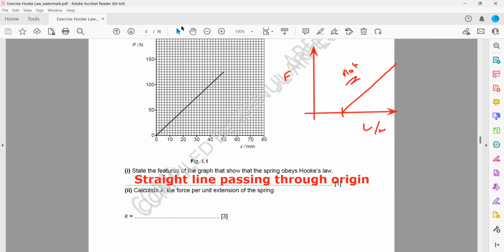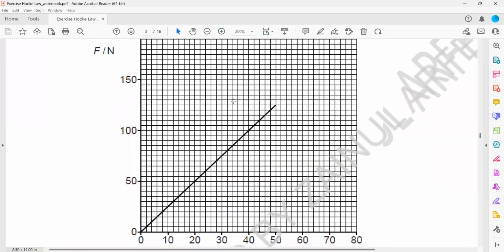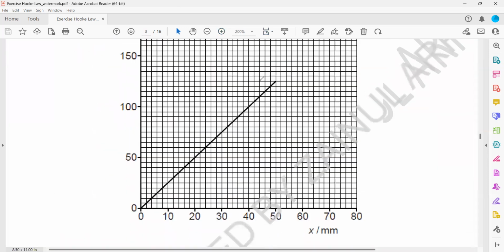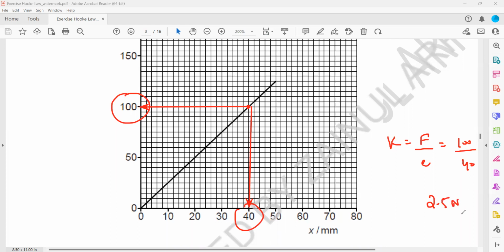Calculate the spring constant, like force per unit extension. To calculate a spring constant, you can take any point on this linear region, any point. Like you can take the last point. If I take this point, force is 100 and extension is 40. So if we want the spring constant, it is force divided by extension. So 100 divided by 40, which is 2.5 Newton per, because extension is in millimeters, so Newton per millimeter.